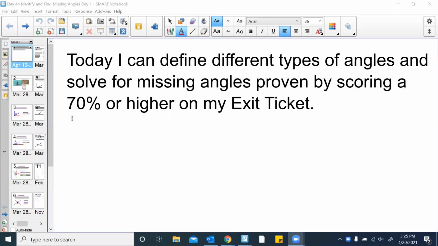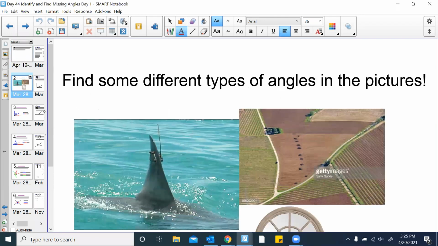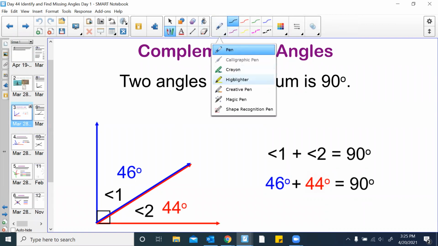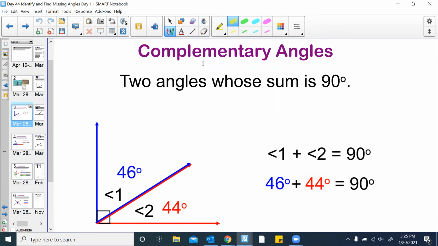All right, so today we're going to be able to define different types of angles and solve for missing angles. First we want to talk about complementary angles. These are just terms you have to memorize. Remember, complementary angles are two angles whose sum is 90 degrees.